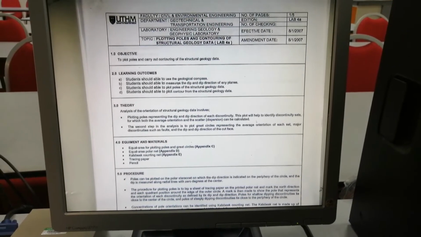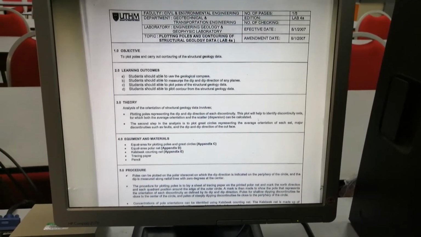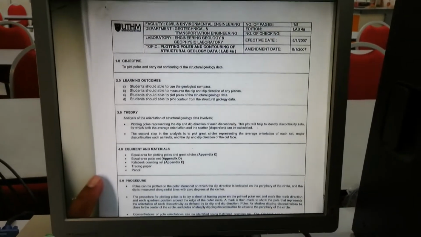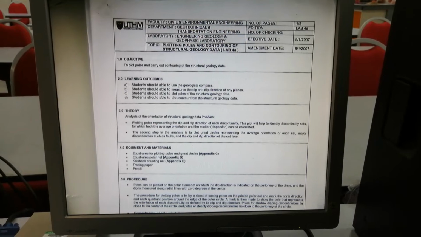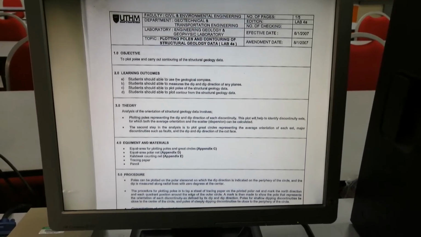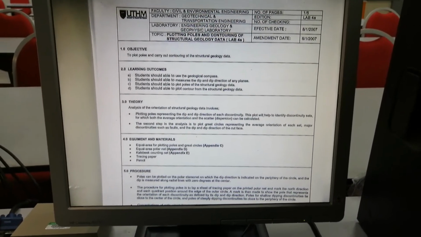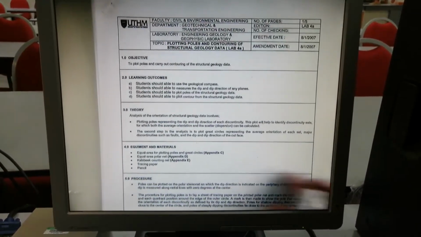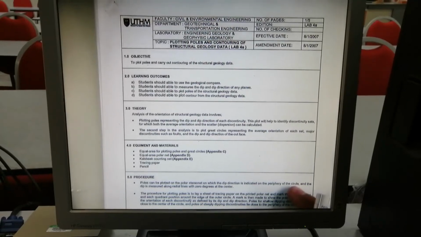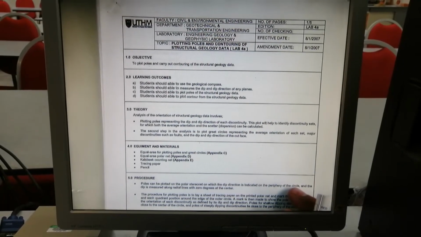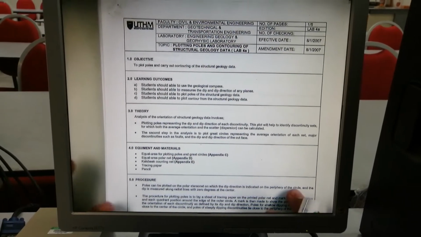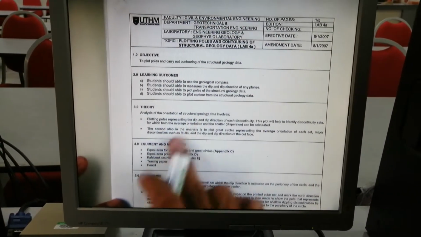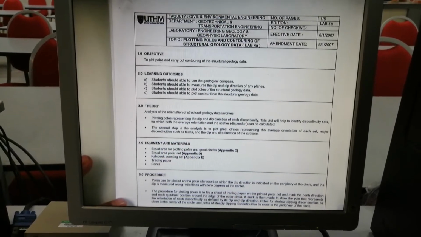For lab 4A, plotting pole and contouring of structural geology data. The objective is to plot pole and carry out contouring of structural geology data. At the end of this study, you should be able to use a geology compass, measure the dip direction of any plane, plot pole and contour structural geology data, and contour the structural geology data.